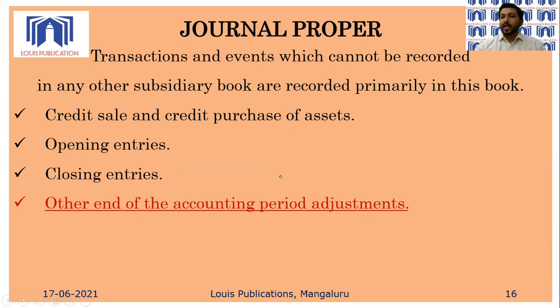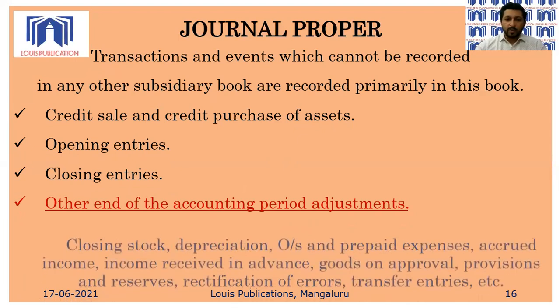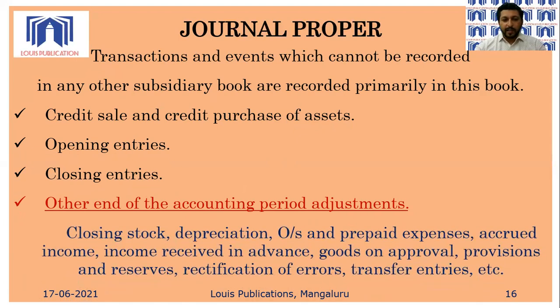Then other end of the accounting period adjustments. If there is dishonor of the bill on the due date, if the acceptor doesn't pay, that will also find a place in journal proper. So these are all adjusting entries that we find, adjusting items that we find. These are the adjustments we are going to discuss when we come to the last part of the accounting process, that is final accounts.